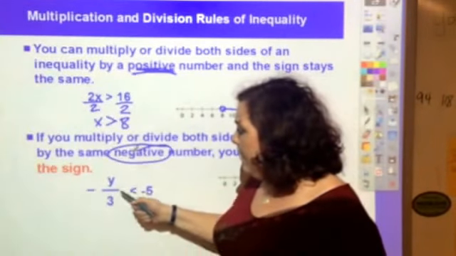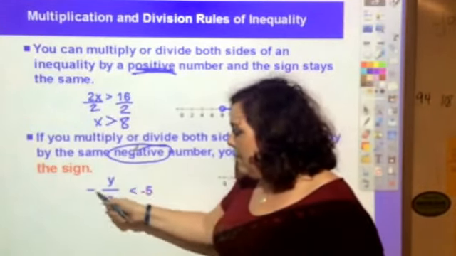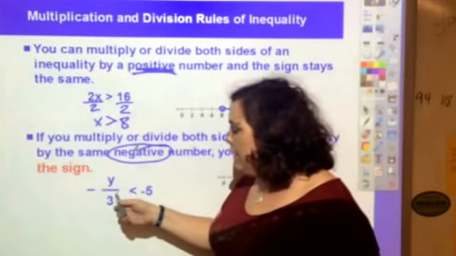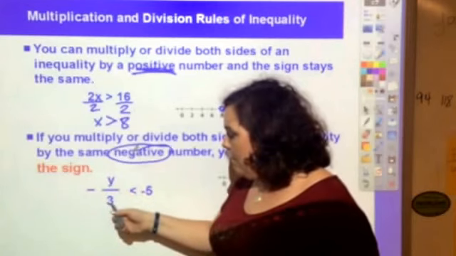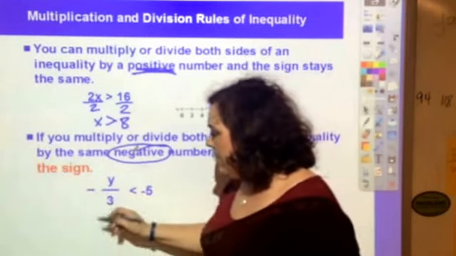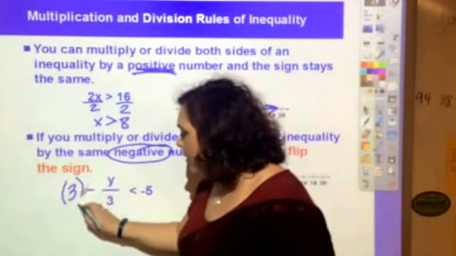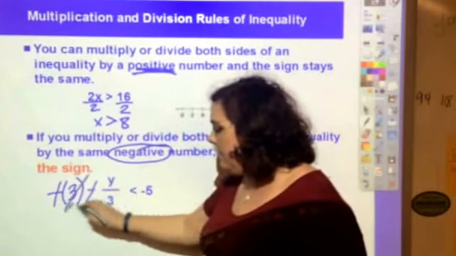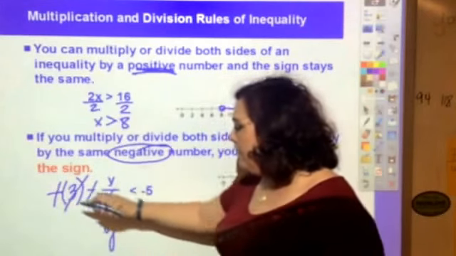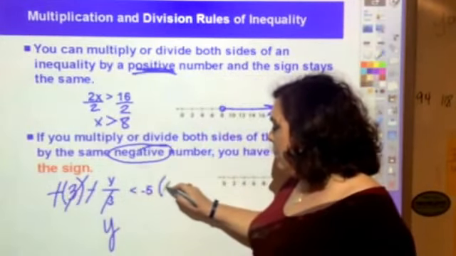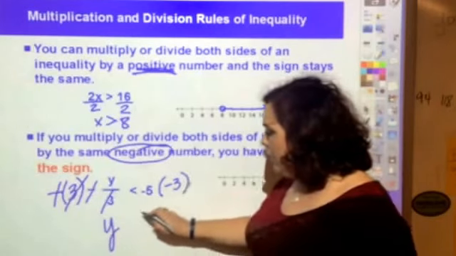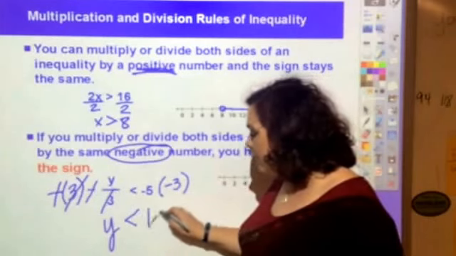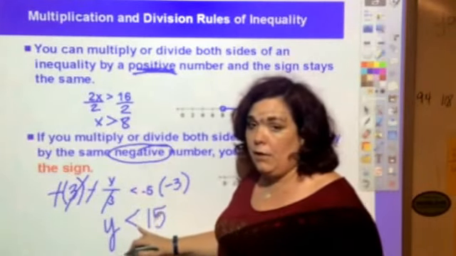So we have negative y divided by 3 is less than -5. Well, what's the opposite of divide by 3? It'd be multiply by 3. Well, I've got to multiply by -3, so these negatives cancel out and these 3's cancel out. And whatever I do to this side, I have to do to this side, times -3. So I'm going to keep my inequality sign. -5 times -3 is positive 15. Now I kept my inequality sign.